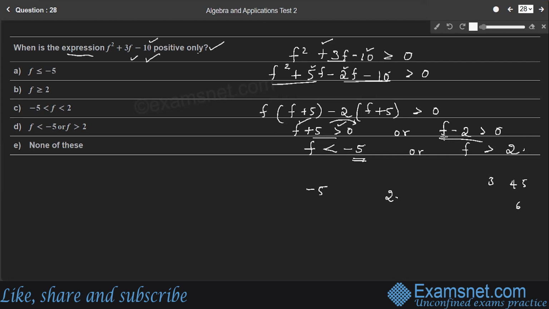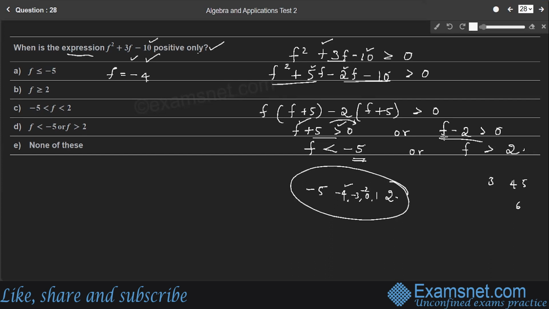So you can go for minus 4, minus 3, or 0 or 1, right? For these values, even minus 2, the given expression cannot be greater than 0. Let us consider an example. So consider f as minus 4.